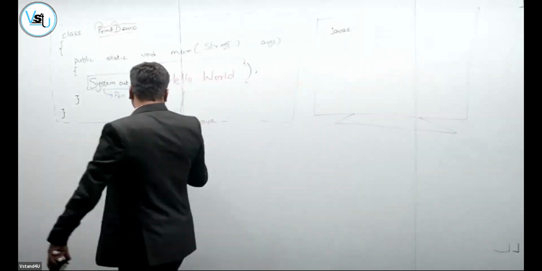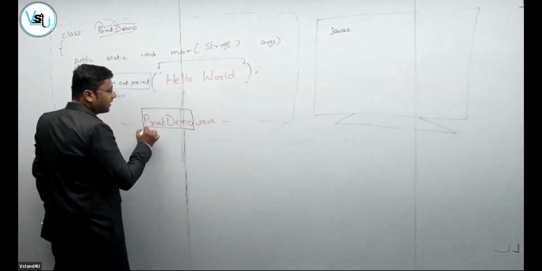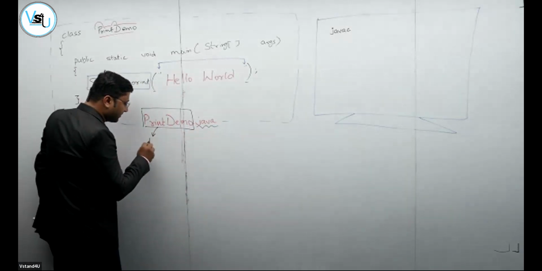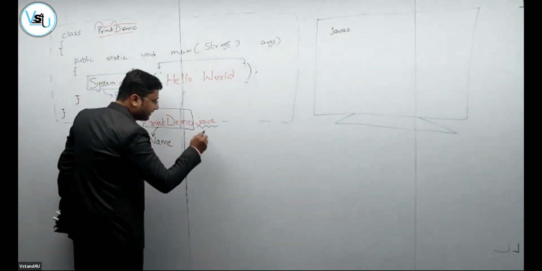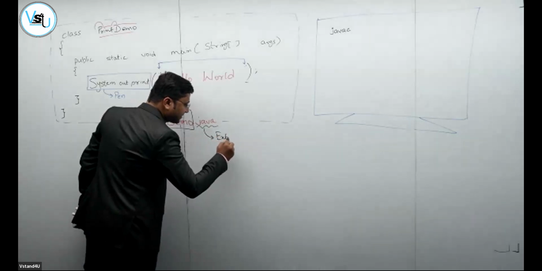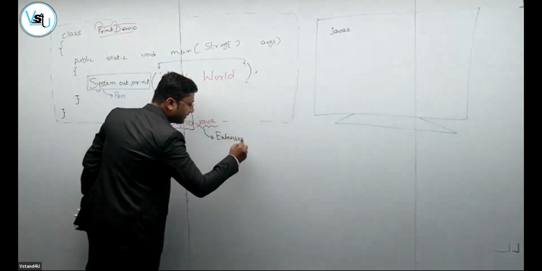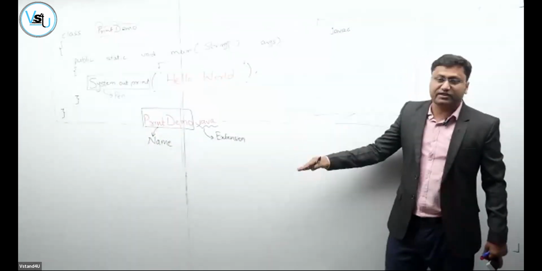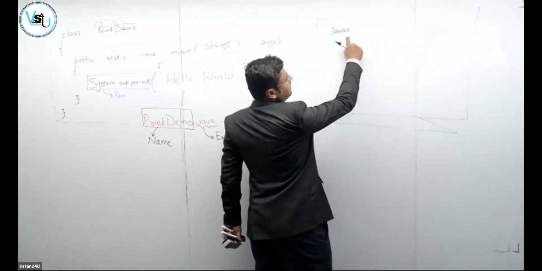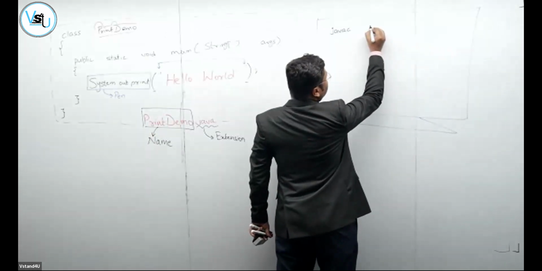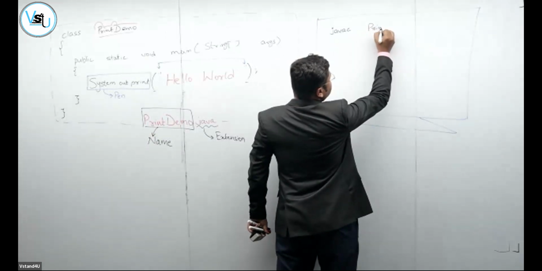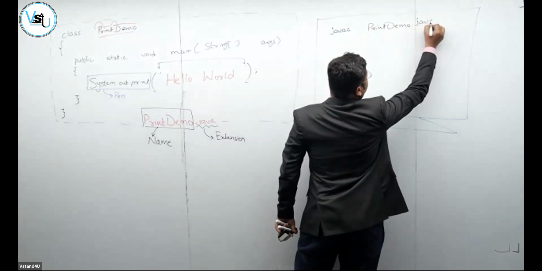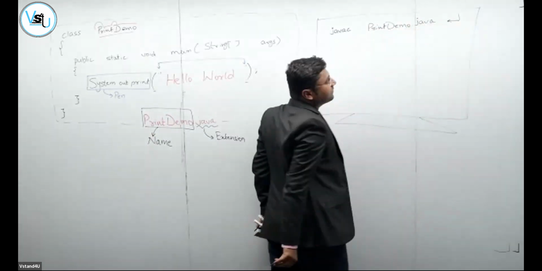What does it mean? This is the file name. After the dot, whatever is there is the extension. Am I right? This is the name of the file, and this is the extension of the file. Hope you are clear with me, guys. This exact file name followed by the extension must be given to the Java compiler. What do I write, sir, now? PrintDemo.java.